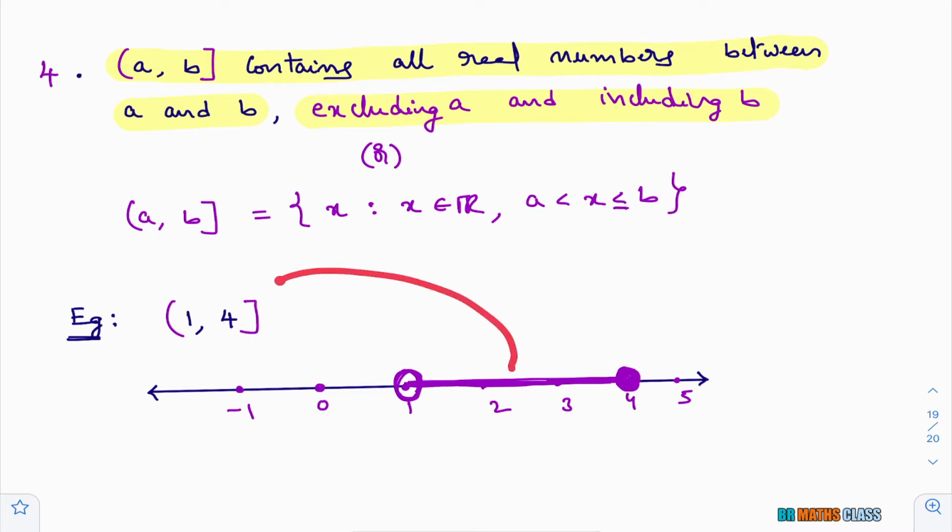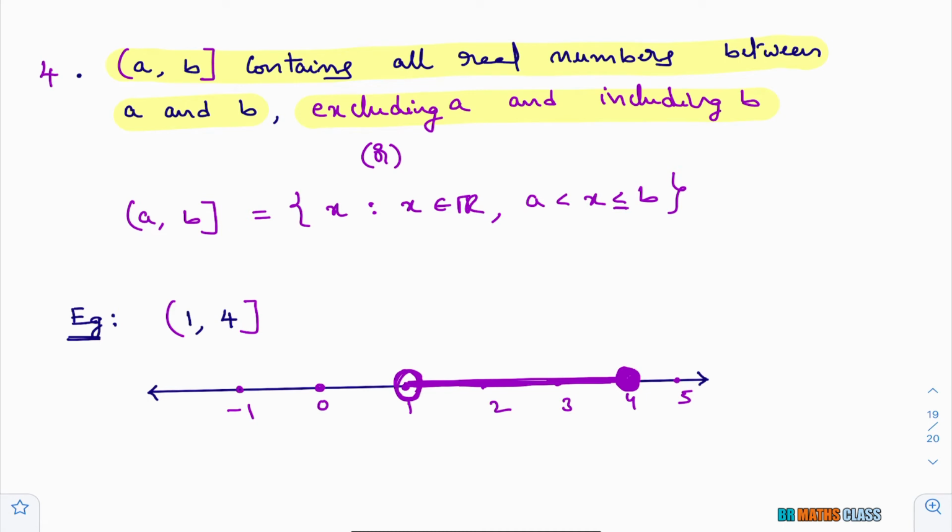For example, in this interval, is 1 there? No, 1 is not there. In this interval, is 4 there? Yes, 4 is present in this interval. In this interval, is 4.1 there? No, 4.1 is not in this interval. In this interval, is 10 there? 100% the 10 is not in this interval, right? In this interval, is 0.9999 there? No, 0.9999 is not in this interval.